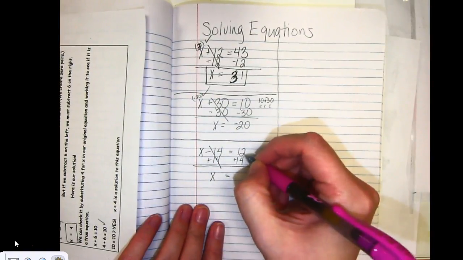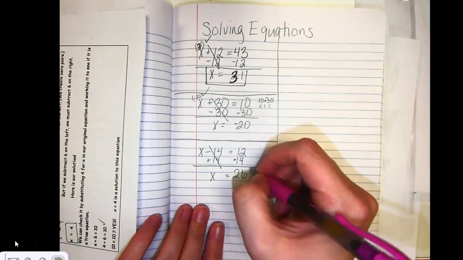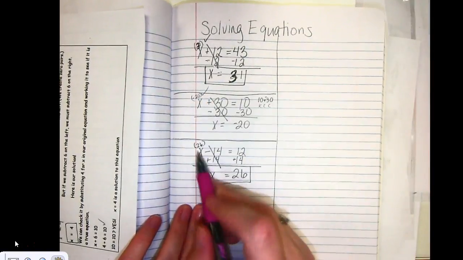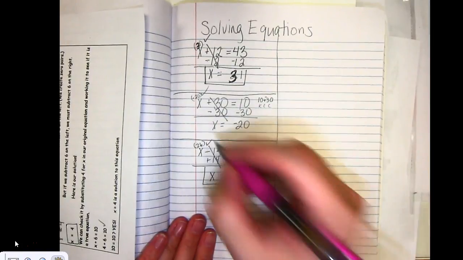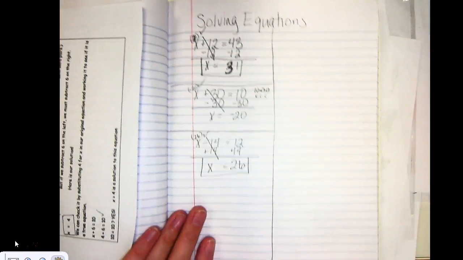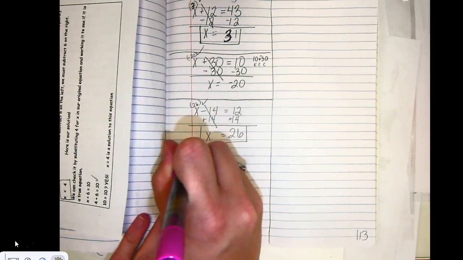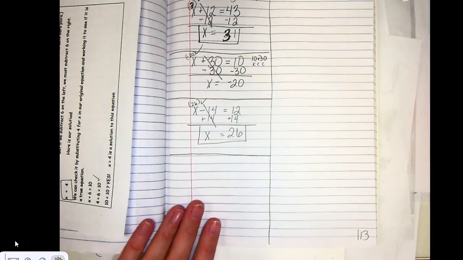And then you add this side. You get x equals 26. Okay, box that in, but let's check it. If you plug in 26 where the x is, 26 minus 14 is 12. Yes, so it checked. Okay, now you're supposed to be taking these notes on page 113 in your journal. If you are not, you need to rewind the video and add them. They need to look just like mine. Okay, set up the same way.